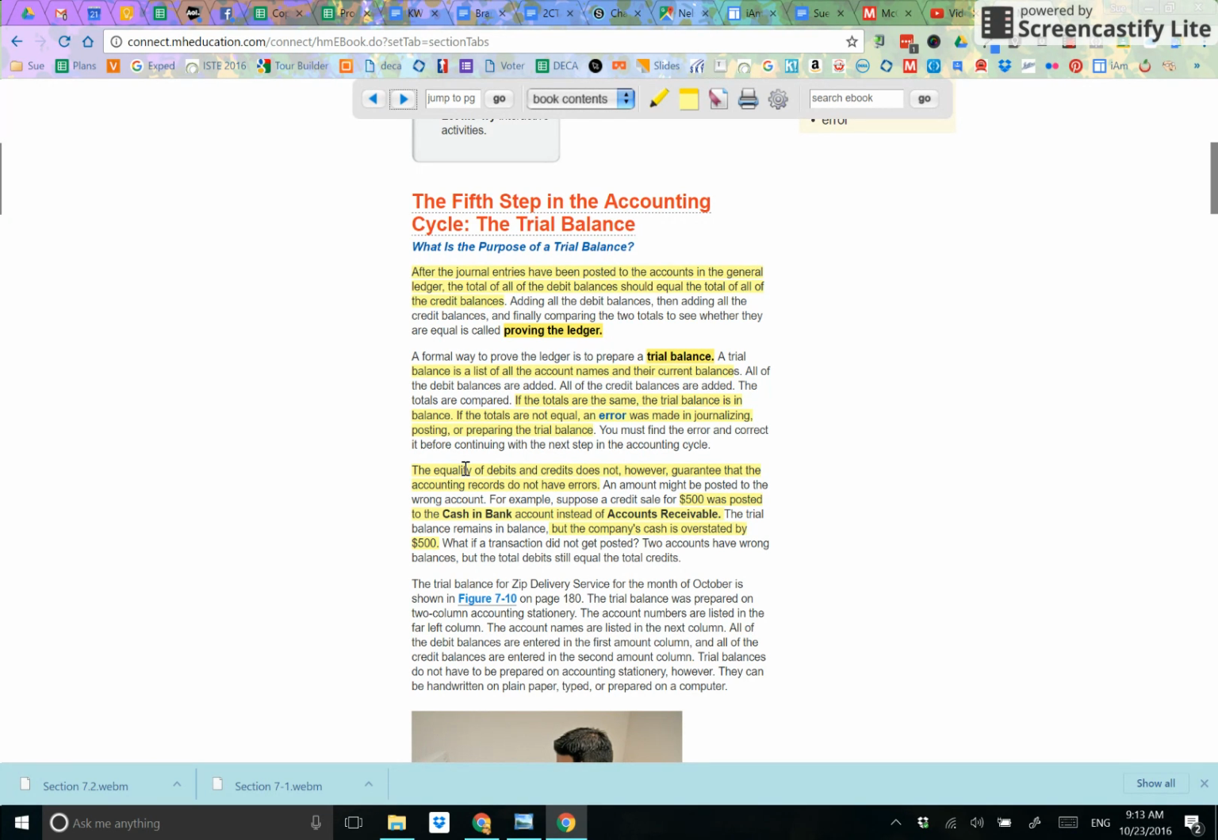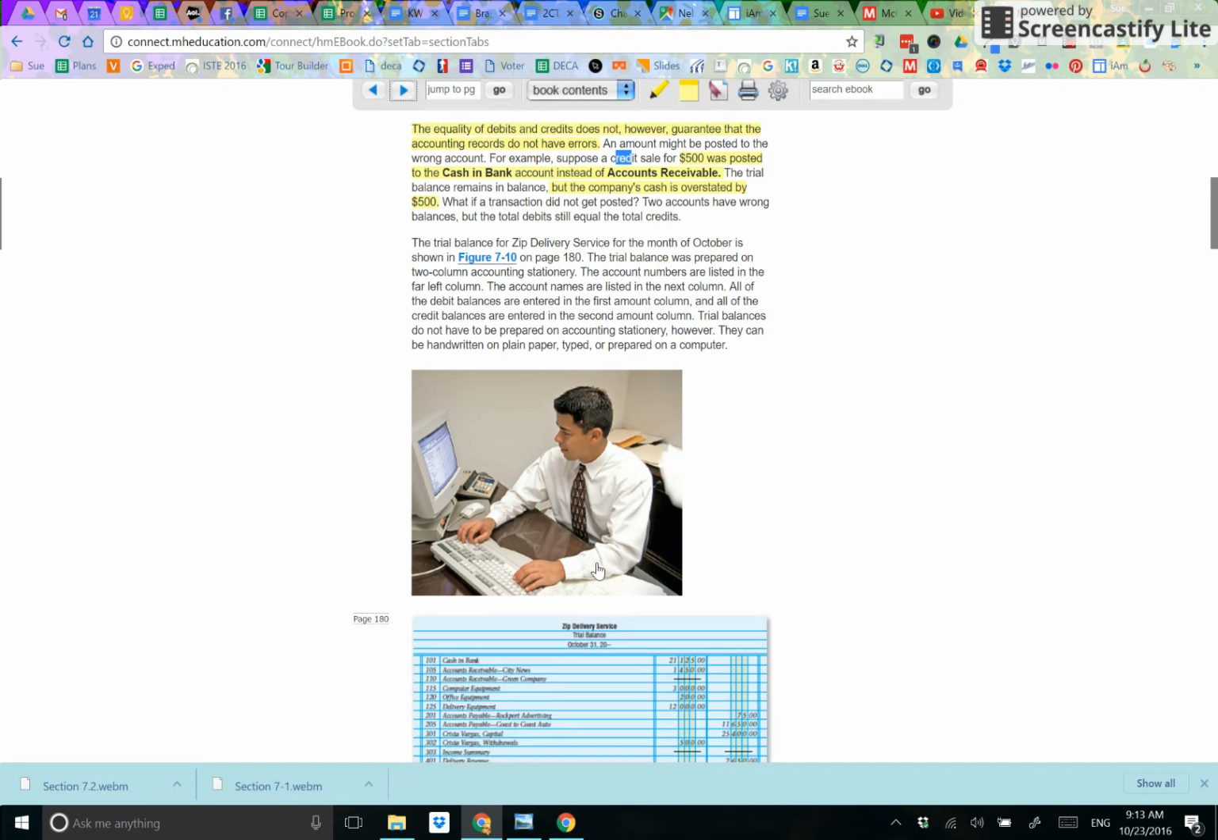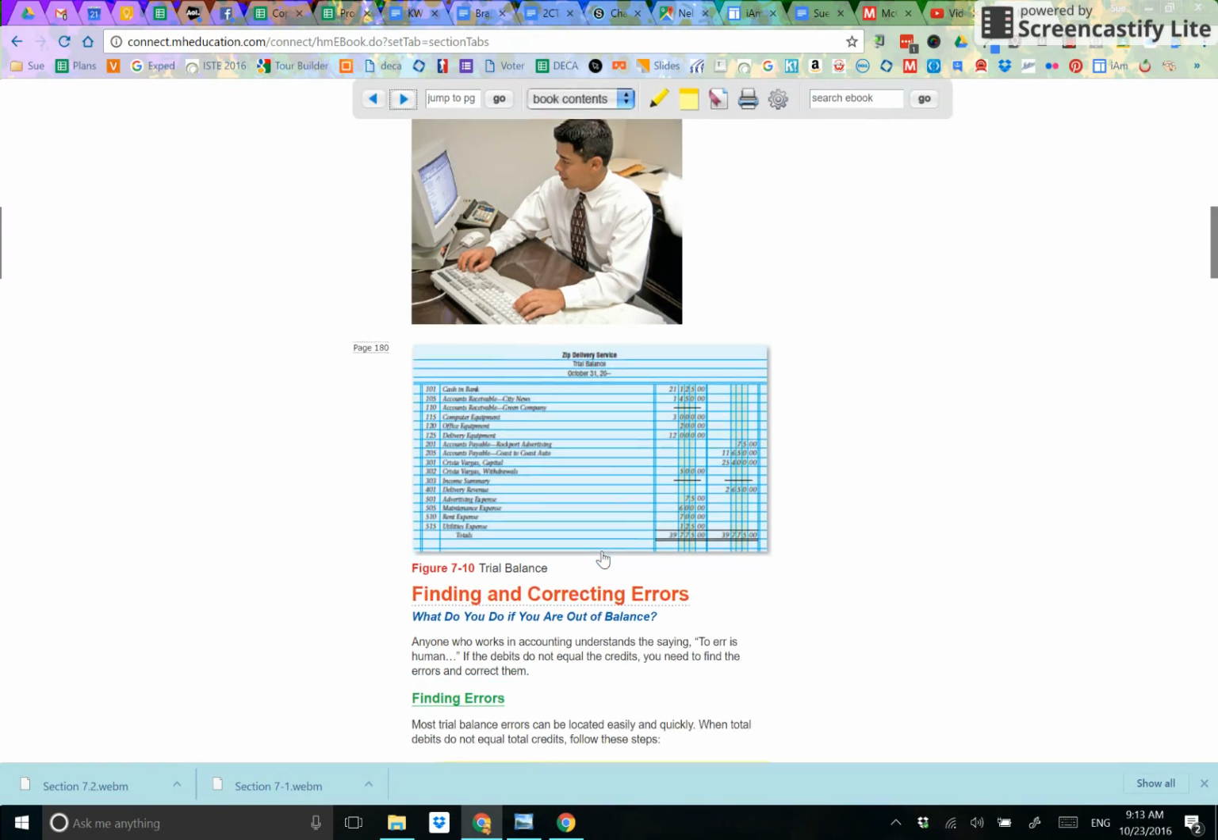But what's interesting, though, is if debits and credits are equal, that doesn't mean that you're error-free. Here's an example where we had a credit sale. So our revenue came in and it was supposed to be on credit. But instead, we posted it to cash as the debit instead of accounts receivable. So debits are still equal to credits, but we've overstated cash and understated accounts receivable. And so we do have an error. So it's awesome when things are in balance, but it's not always 100% correct.